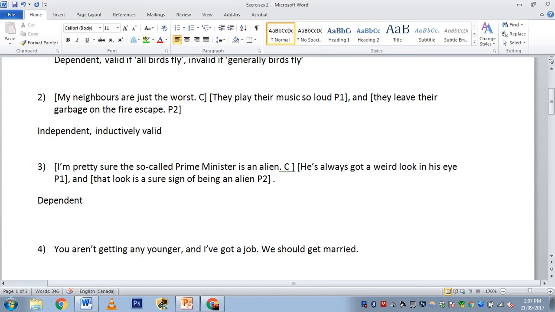Yeah? For this example, could you argue it two ways? I said it would be deductively valid, but it could also be invalid if you were to say that premise one, he's got a weird look in his eye, is almost like a fact, and then to say that look is a sure sign of being an alien could just be an opinion, not really factual. So could you say it's not a premise? Okay, so the question is, premise one looks factual, premise two looks questionable or a matter of opinion, and therefore could it potentially be invalid?